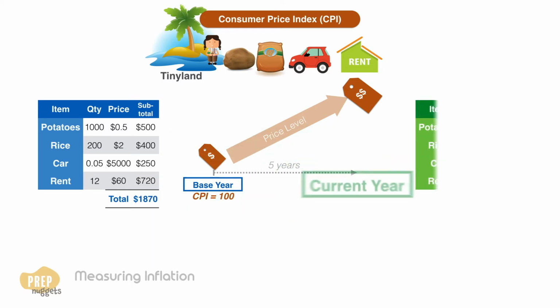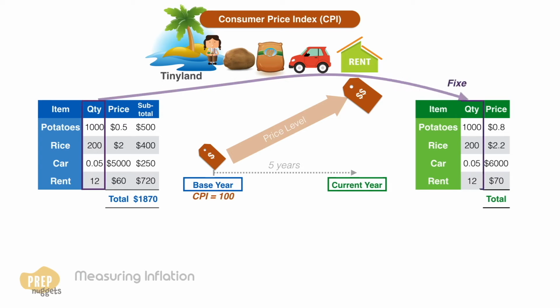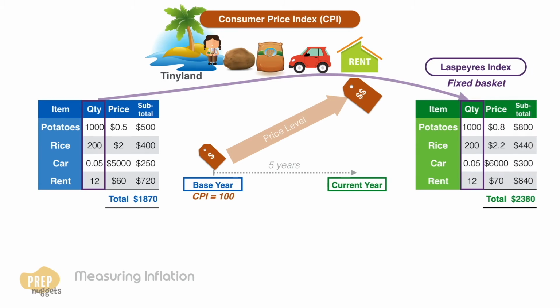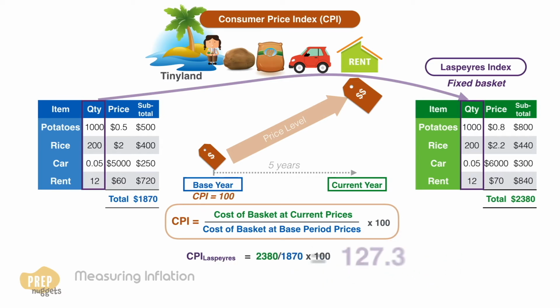5 years after the base year, the prices of all the goods have increased. If we use the exact composition in the exact quantity as the base year, this price index is known as the Laspeyres index. Summing up the figures, the cost of the basket in this year is $2,380. The CPI is calculated as the cost of the basket at current price with reference to the cost of the basket at base price. Plug in the figures and we get a CPI of 127.3.